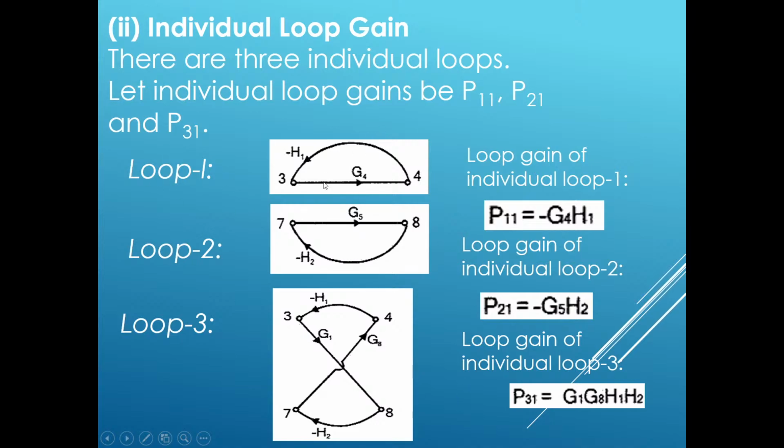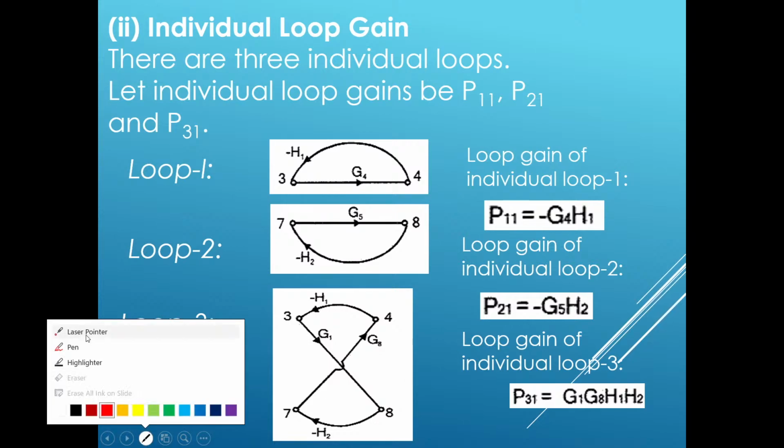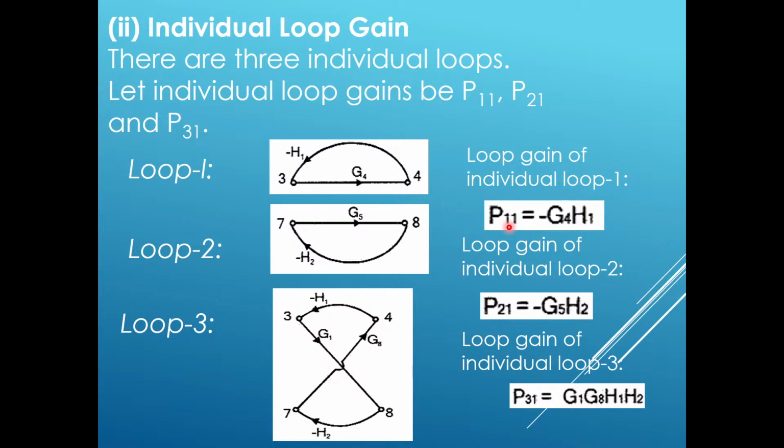So this is our loop 1, loop 2, loop 3. Loop gain values, notations we have assumed P11, P21, P31. So what is P11? G4 into minus H1. So that is minus G4 H1.